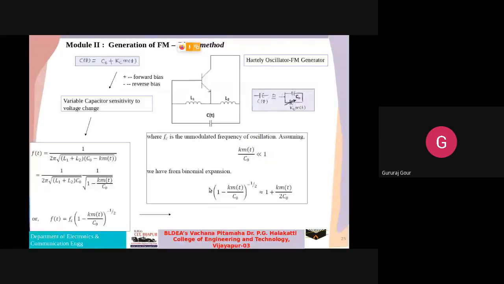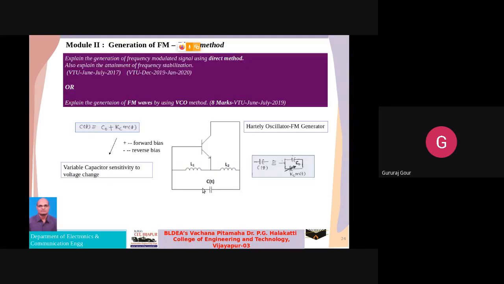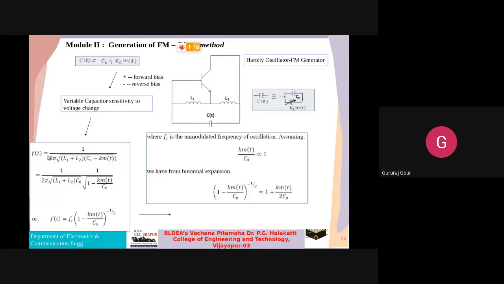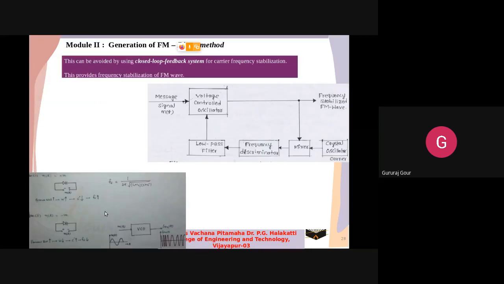Similarly, during the negative peak of the message signal, it is going to forward bias your varactor diode. That is going to reduce the width, increase the capacitance, and decrease the frequency. This is called the resonating frequency. It is tuned by controlling the biasing condition of the varactor diode in this way. This is important. Is it clear?